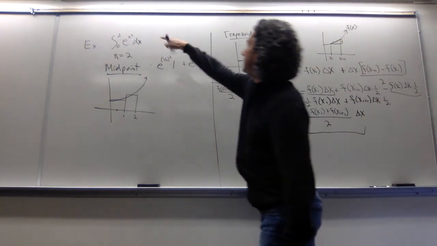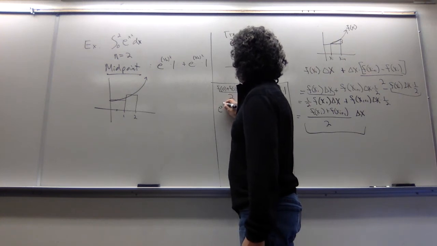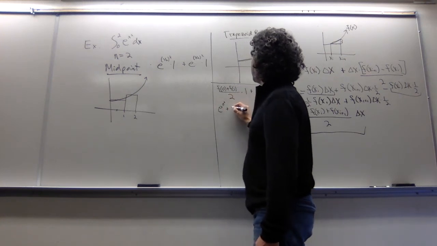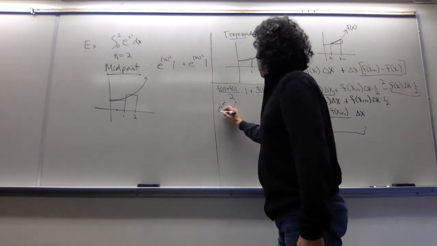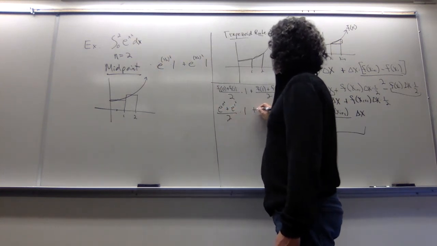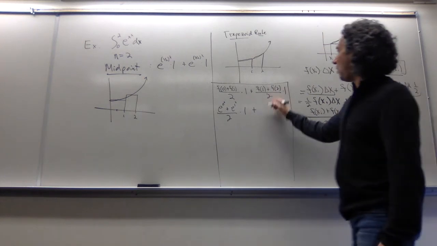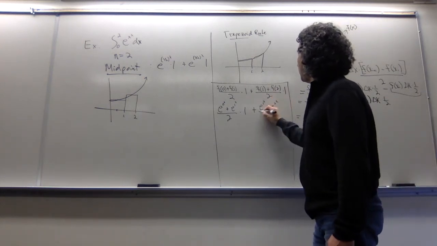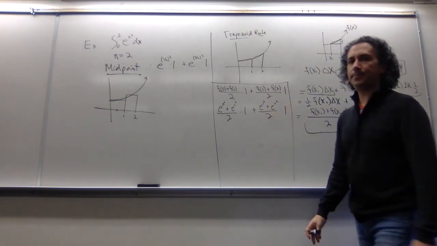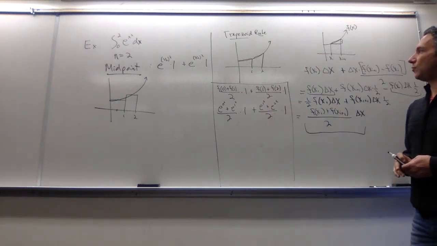Now let me just plug these guys in here. So we get e to the 0 squared plus e to the 1 squared, I'm just plugging it into my function, over 2 times 1, plus f of 1, which is e to the 1 squared, plus e to the 2 squared over 2 times 1. So that's how the trapezoid rule works.